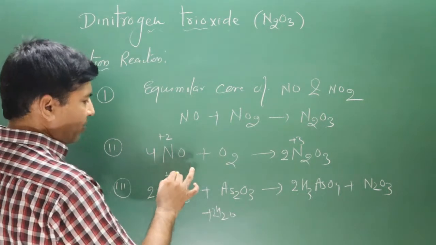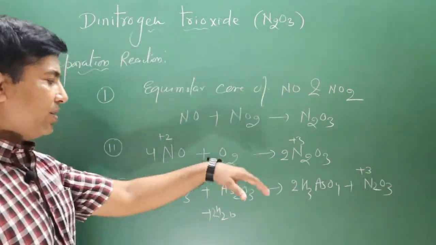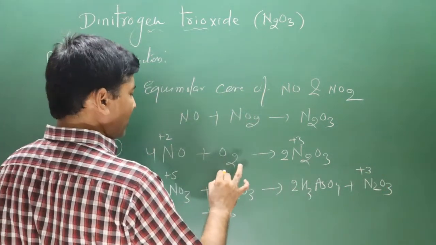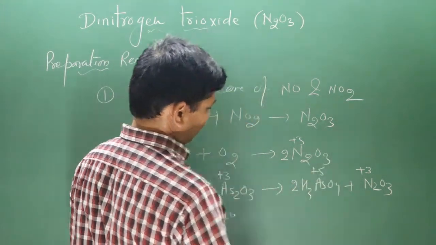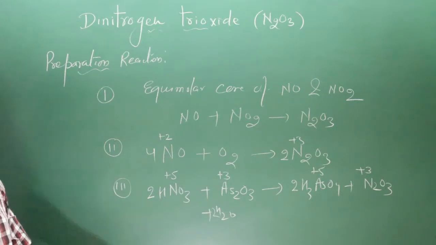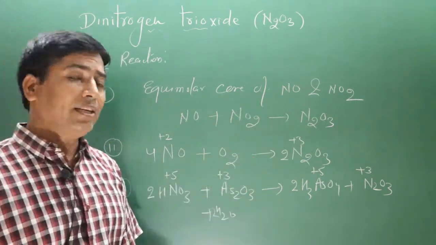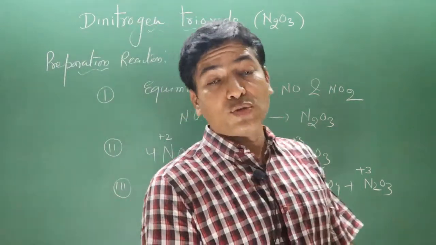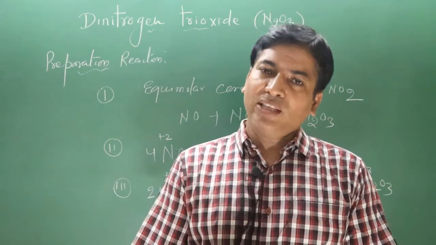Nitrogen is present in +5 oxidation state. On the other side, nitrogen is present in +3 oxidation state. Reduction reaction is taking place. Arsenic is present in +3, and then we have +5 oxidation state, because 3 hydrogen are there. So it is an oxidation reaction. It is a complete redox reaction. These are some certain methods to prepare dinitrogen trioxide. Now let's discuss its properties.